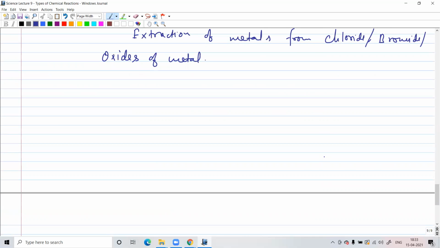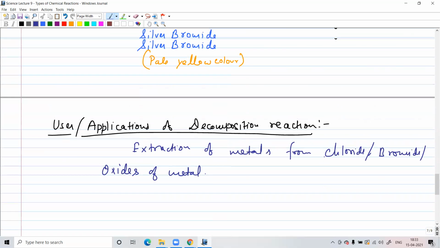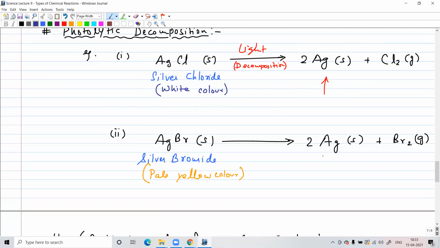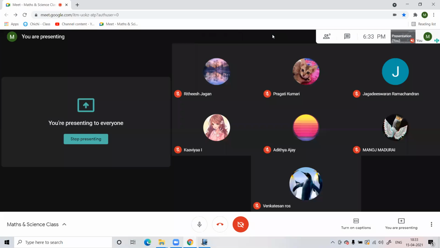Sir, so silver oxide is also there? Silver oxide, yes, oxygen would react with silver also, but silver is a very less reactive metal. It does not react with so many things. Gold, silver, they are very less reactive. So let's see.